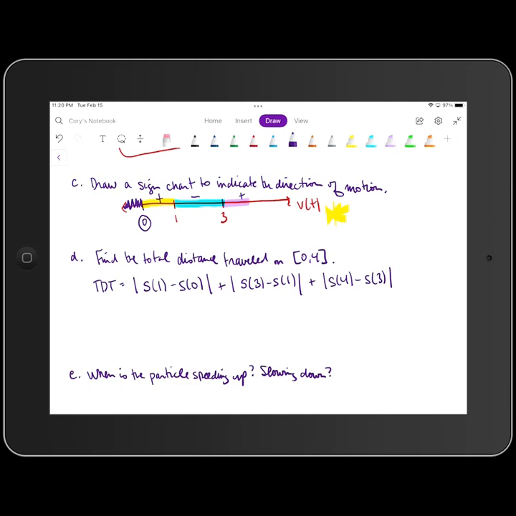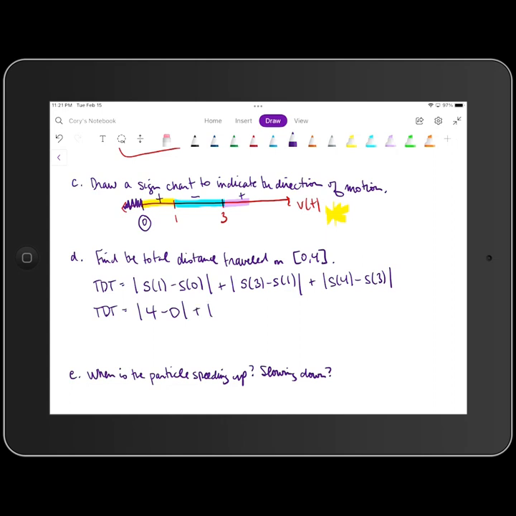Okay, so go ahead and pause the video and compute the total distance traveled, and then I'll write up the values that you should have found. Okay, so you should have found s of 1 to be 4. So s of 0 is going to be 0. So that's going to be the absolute value of 4 minus 0.